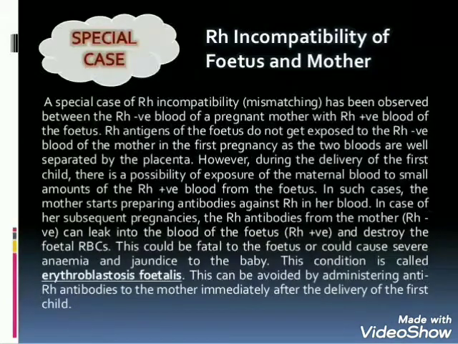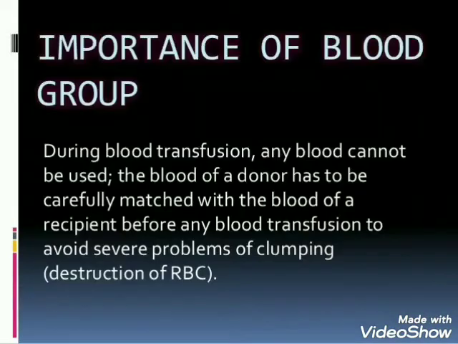This could be fatal to the fetus and could also cause severe anemia or jaundice in the baby. This condition is known as erythroblastosis fetalis. This can be avoided by administering anti-Rh antibodies to the mother immediately after the delivery of the first child, so that the mother's body cannot start preparing antibodies against the blood of the fetus.